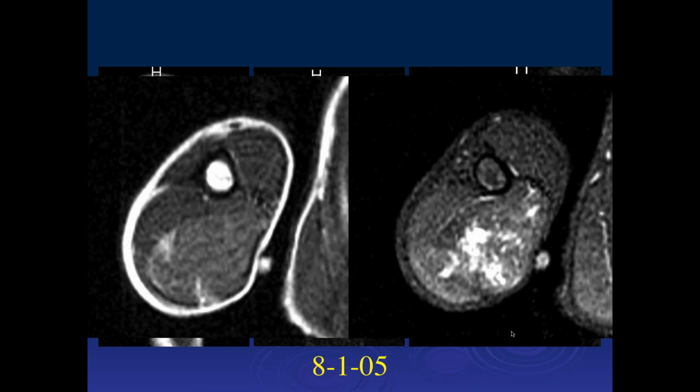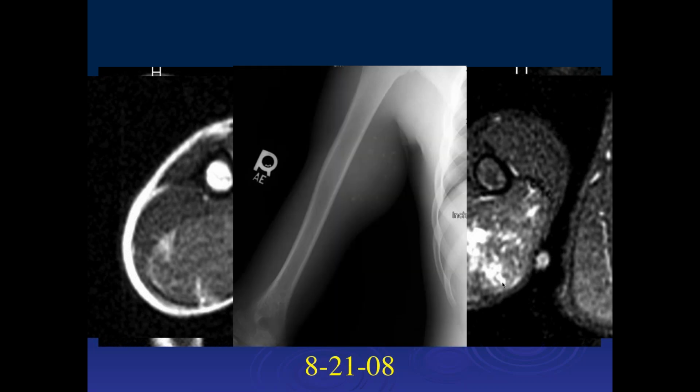Again, the majority of this mass is relatively iso-intense to muscle, and there are a few areas of T1 hyperintensity, a little bit. And then there's heterogeneous hyperintense signal on the STIR image.